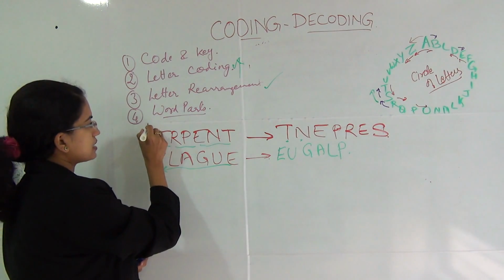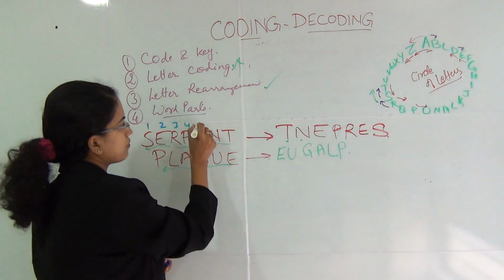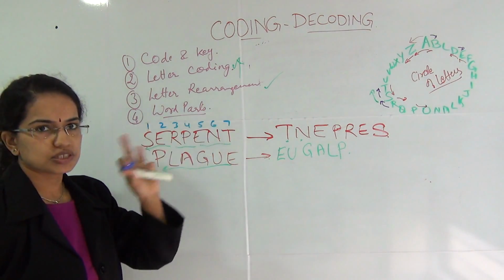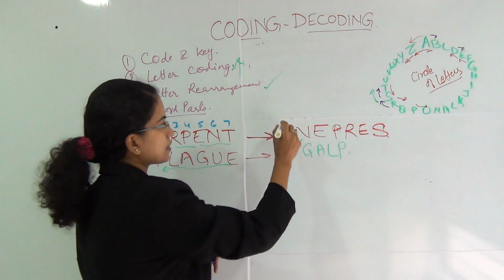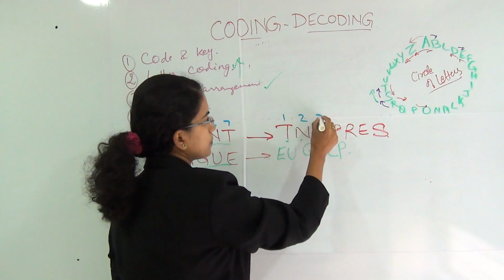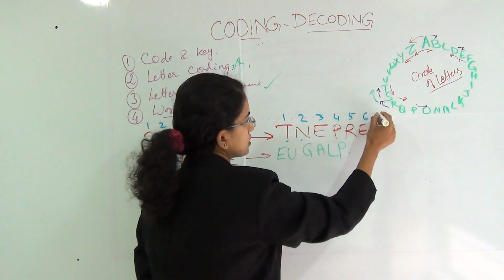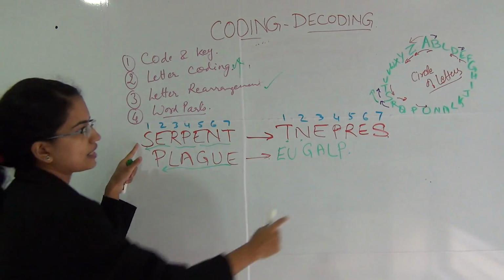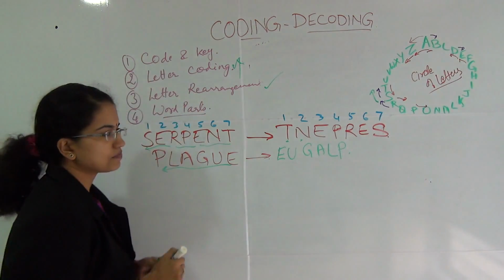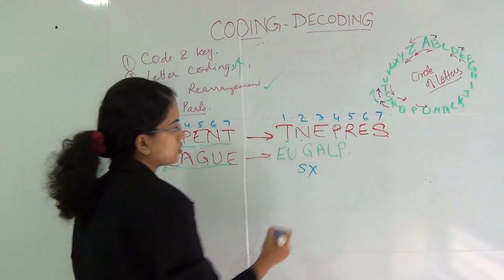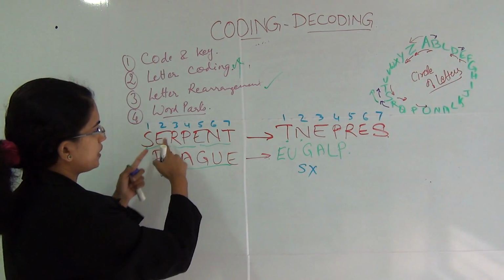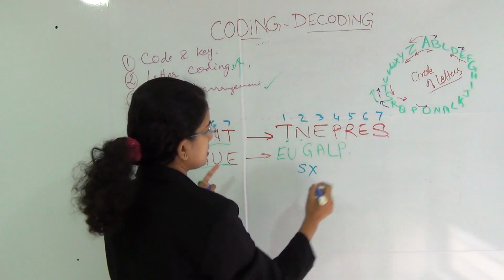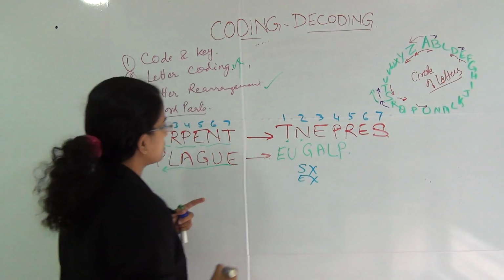So I will say S is 1, 2, 3, 4, 5, 6 and 7. These are the positions. So T is at the position 7. Now here it would be 1, 2, 3, 4, 5, 6 and 7. Let me check for each of these. S is 1 here, S is 7 here. So S cannot be the choice. E is 2 here and 5 here. And here E is 3 and 6. So E also cannot be the choice.